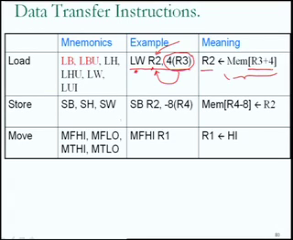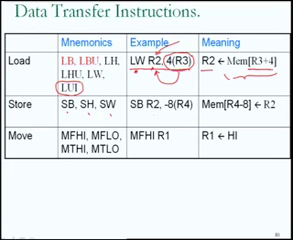Okay, I'll make a comment about LUI a little later. Now similarly, there are the store instructions. There is store byte, store half, and store word. And as seen in this example, the example is store byte R2, -8 R4. So the store instructions in general are used to copy a value from a register into a memory location.